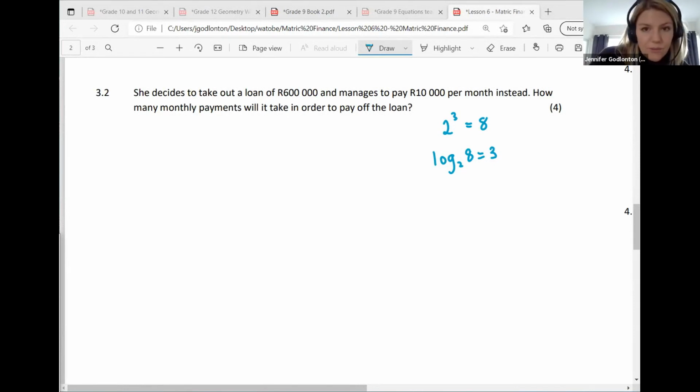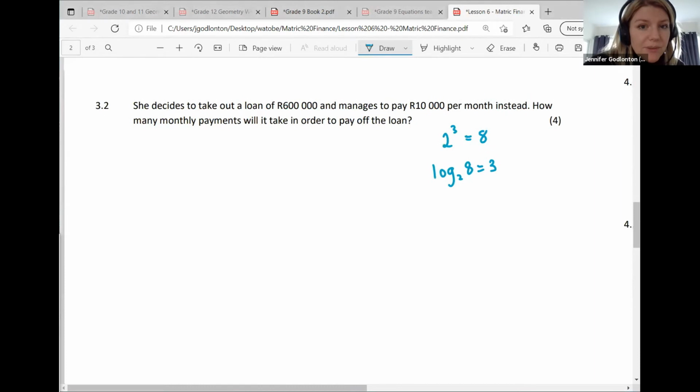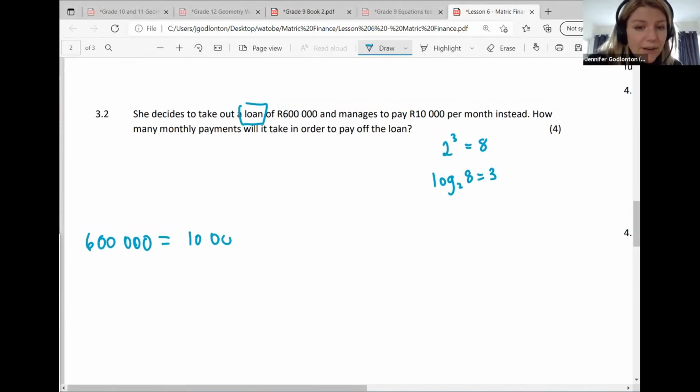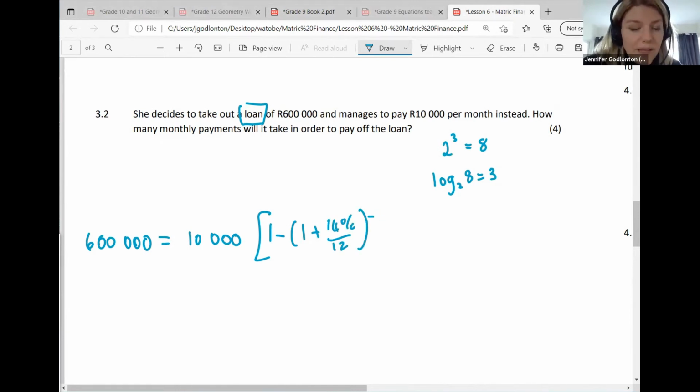Okay, I'm going to put it into the formula, and I'm going to show you a few steps here along the way. She takes out a loan of 600,000, which means we're dealing with a present value annuity. So our loan, 600,000, is equal to her monthly payment, which is 10,000 Rand, times 1 minus 1 plus her interest rate, which was 14% compounded monthly, to the power of negative N, because we don't know how many months it is, all over her interest rate of 14% over 12.